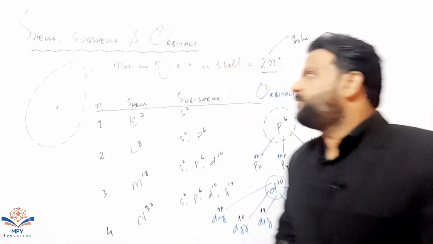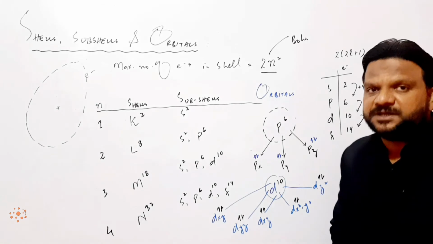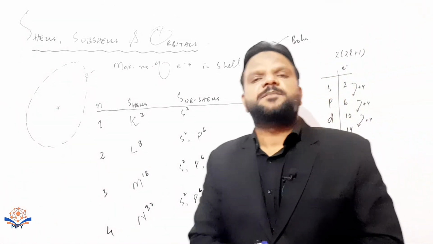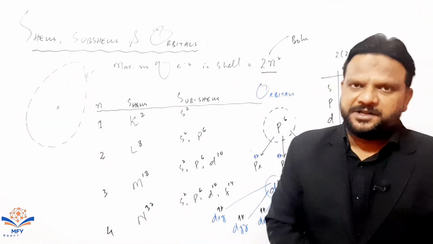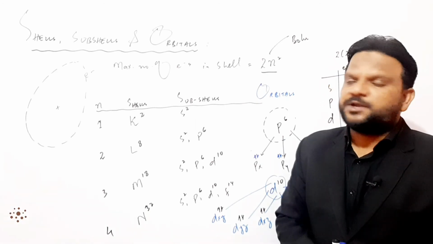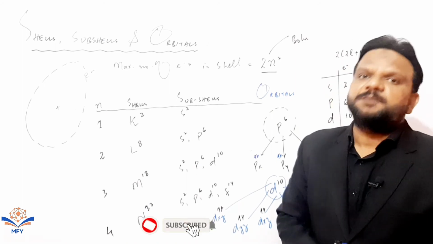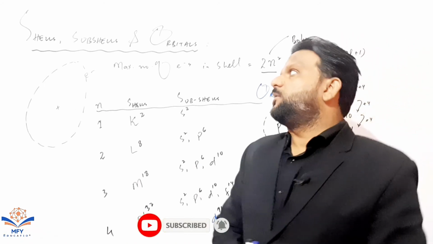By using Bohr's formula and the (n plus l) rule, you can easily find the maximum number of electrons in shells, subshells and orbitals. I hope you can easily understand this topic and differentiate between shells, subshells and orbitals and the maximum number of electrons in all three.